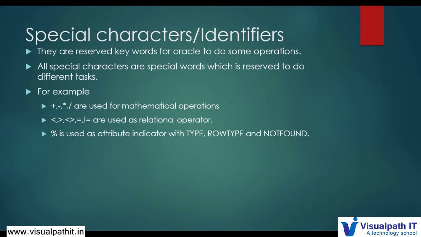So what are special characters and identifiers? Special characters are reserved words for Oracle to do some operations. There are some reserved words kept by Oracle for its internal operations. All special characters are special words which are reserved to do different tasks. As of now, we have seen identifiers in the previous slide. Now there are special characters also which Oracle kept for itself for internal operations.